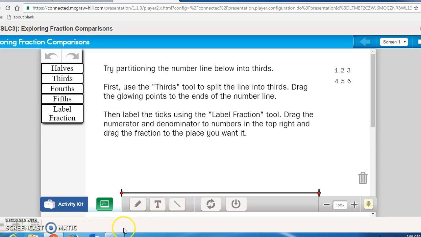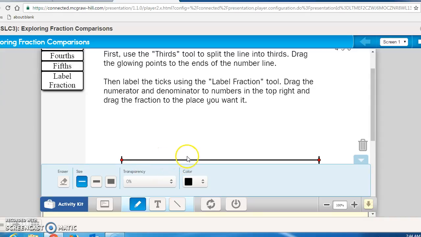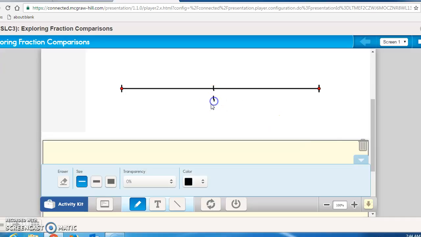So again, this is just telling you to partition the number line below into thirds. First, using the thirds tool to split the line into thirds. You would drag the glowing points. Because I'm going to be doing this for you, maybe I'll just draw it on there for you. You need to see that approximately, if this was the halfway mark, and even though they're talking thirds, I always like to draw that halfway mark. It just makes it a little bit easier for me, and I usually will label that.